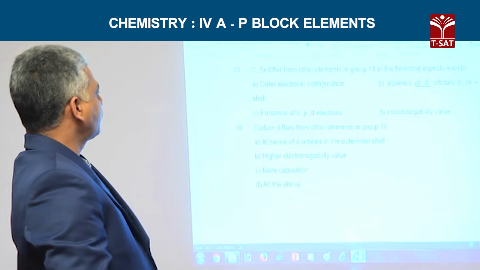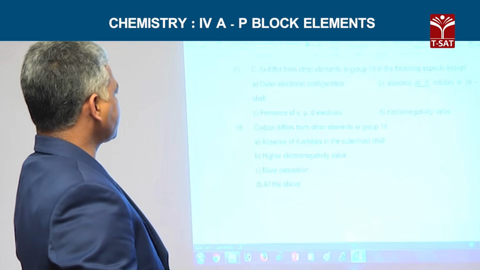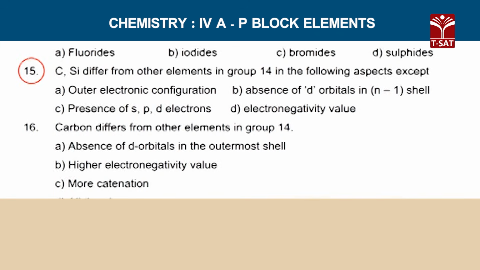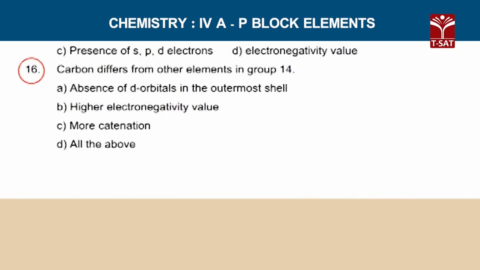15th question. Carbon, silicon differ from other elements in group 14 in the following aspects except A. Outer electronic configuration, B. Absence of d orbitals in n-1 shell, C. Presence of sp.d electrons, D. Electronegativity value. Correct option is A. Outer electronic configuration. 16th question. Carbon differs from other elements in group 14 regarding A. Absence of d orbitals in the outermost shell, B. higher electronegativity value, C. more catenation, D. All the above. Correct option is D. All the above.